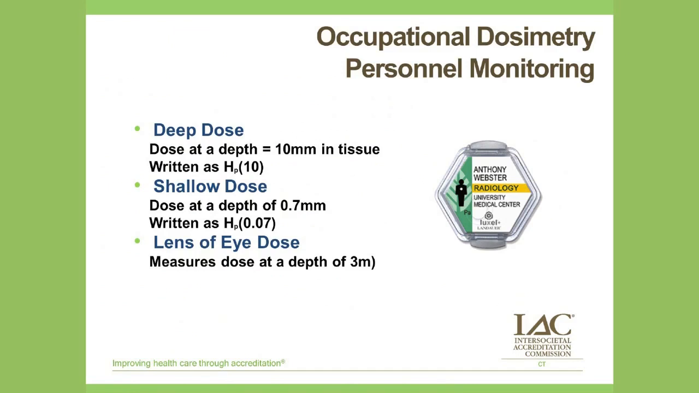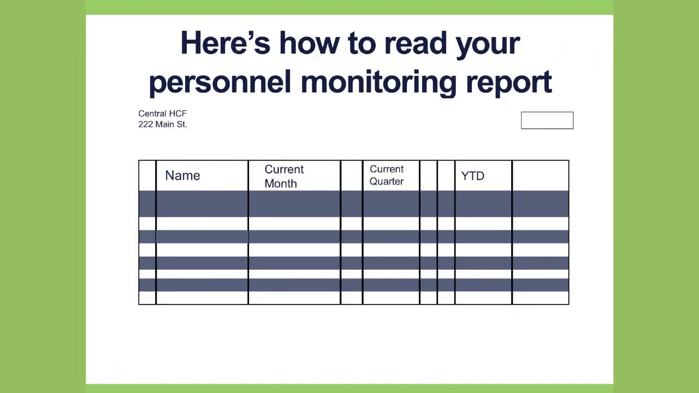So what are our limits again? We have three things that we measure. We measure deep dose, which is a limit of 5,000 millirem a year, shallow dose, which would be skin dose, which is 50,000 millirem a year, and lens of eye dose, which is 15,000 millirem a year. The difference in those limits is based on the risk to a person from exposure to those tissues. And if we look at a report, you will see in there the person's name, the current month, the current quarter, the year-to-date dose for each of these three categories.